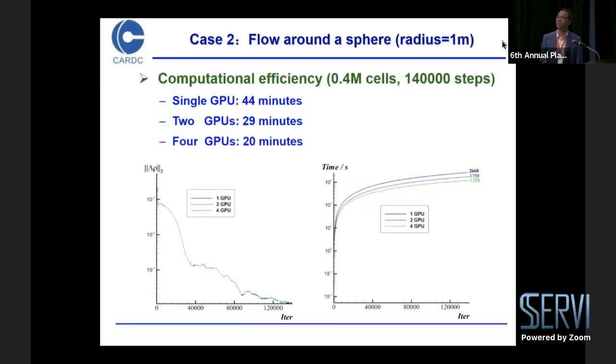Computational efficiency. For the single GPU, the time consumed is 44 minutes. For 2 GPUs, the time consumed is 29 minutes. For 4 GPUs, the time consumed is 20 minutes.